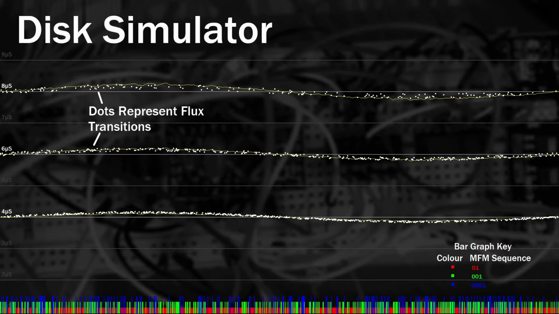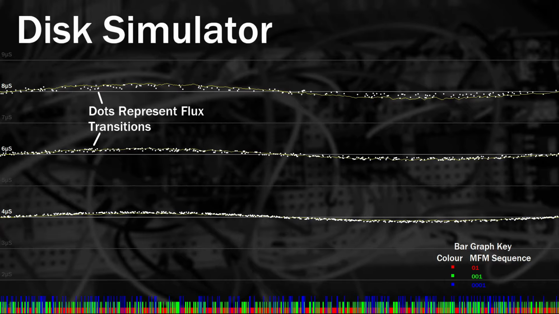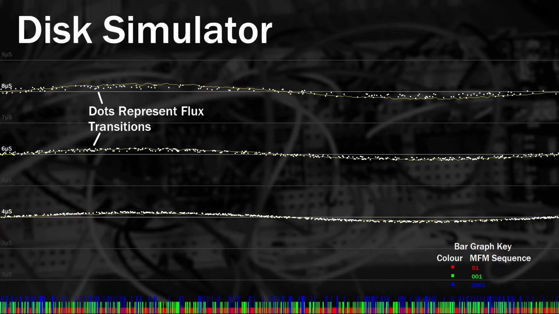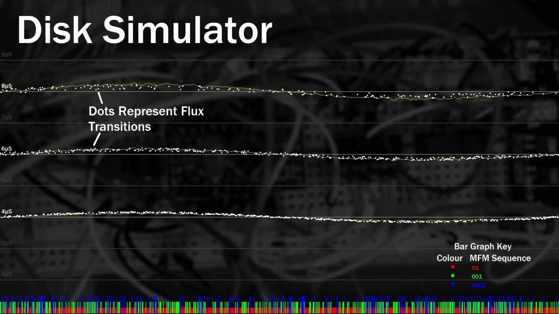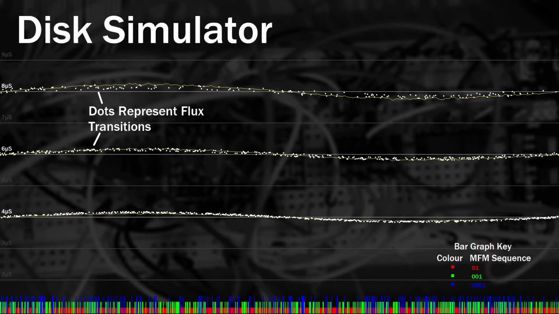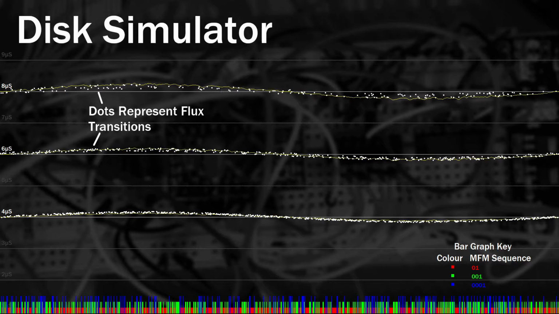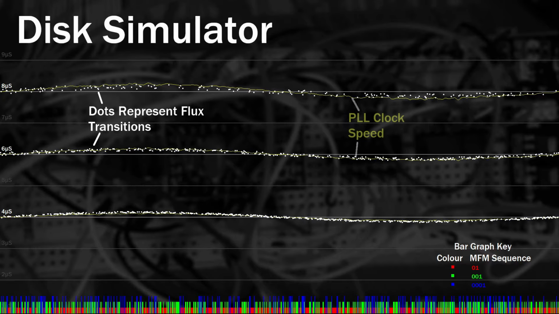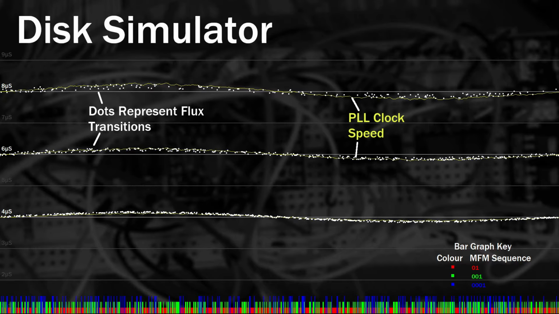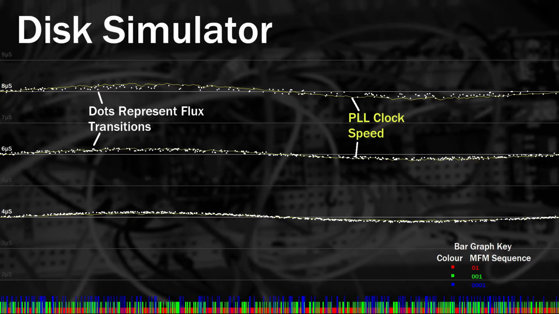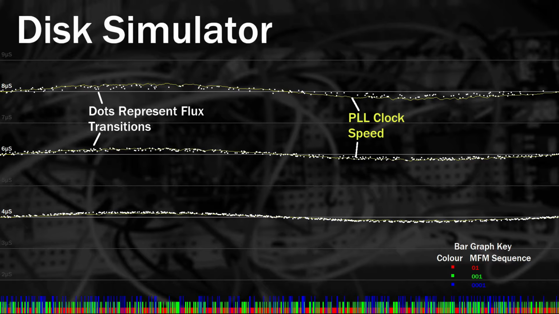You'll notice they move around a little, and the whole pattern waves up and down. This is to be expected as the drive motor has slight variations as it spins the disk. Also, because of the auto gain, there's further jitter in the positions. Lastly, of course, there's the PLL. The yellow line represents the current clock used by the PLL, and as you can see it waves up and down as it follows the pattern of the data.